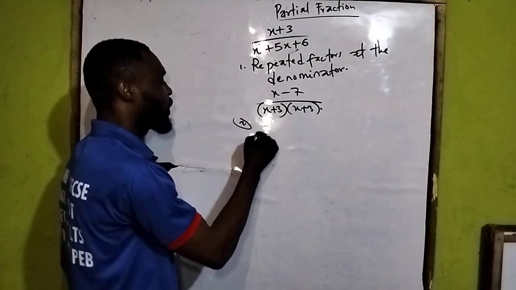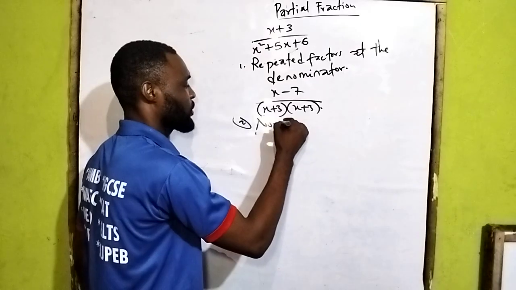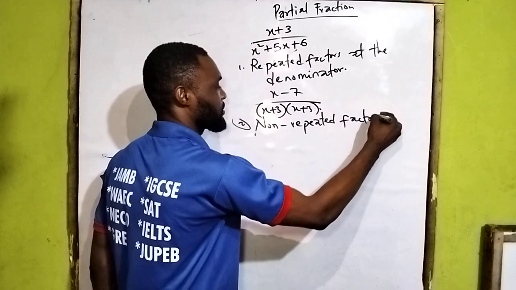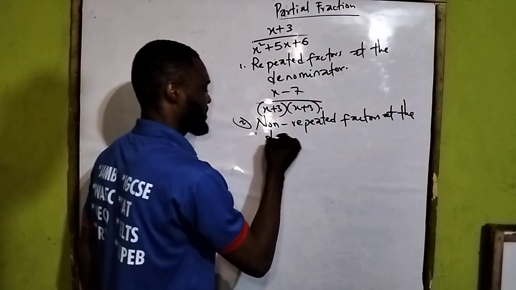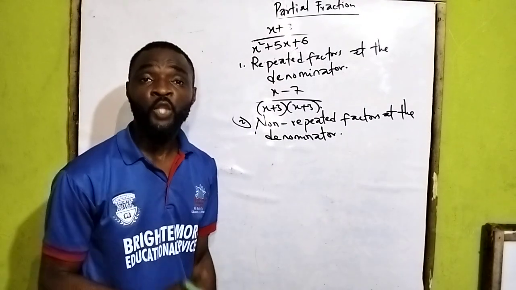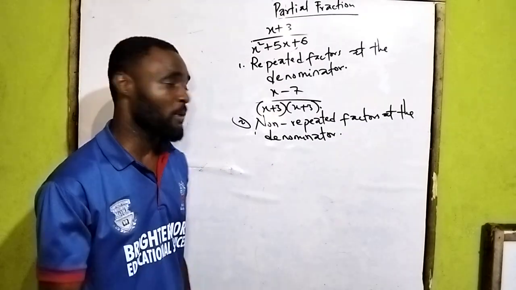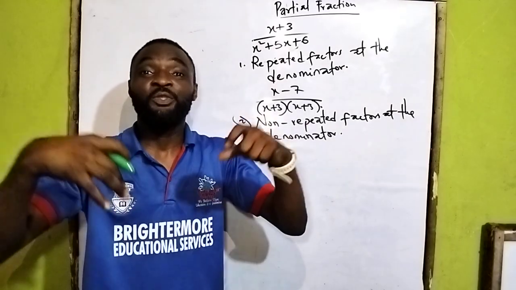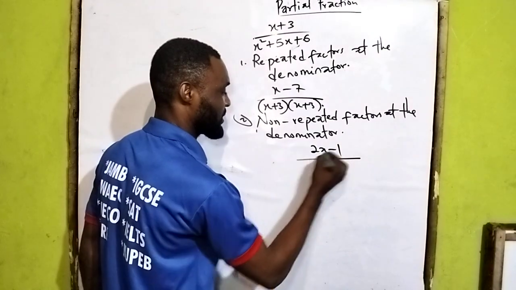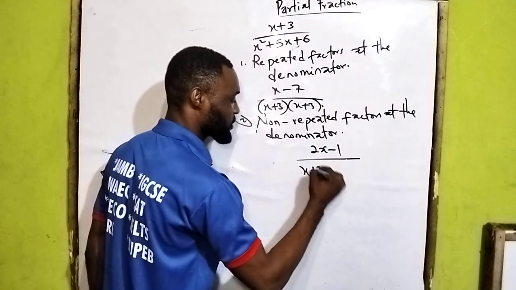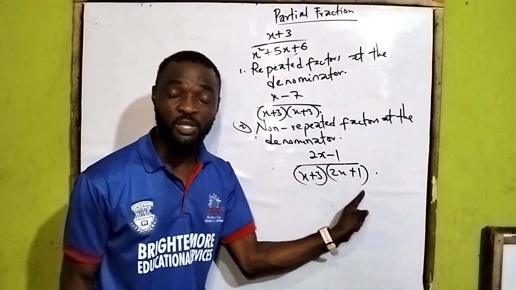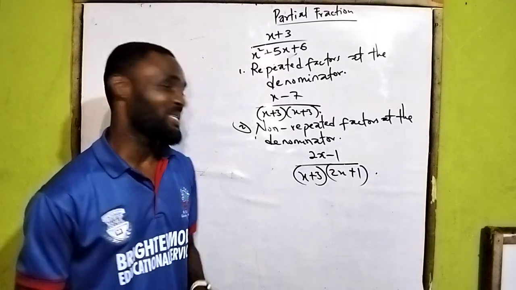Number 2, we have non-repeated factors at the denominator. Here, non-repeated factors at the denominator means that the factors are not repeated, they are distinct. Distinct means they are different. Example, if I have 2x minus 1 over x plus 3, 2x plus 1. You can see the factors at the denominator, they are not repeated. That's number 2.